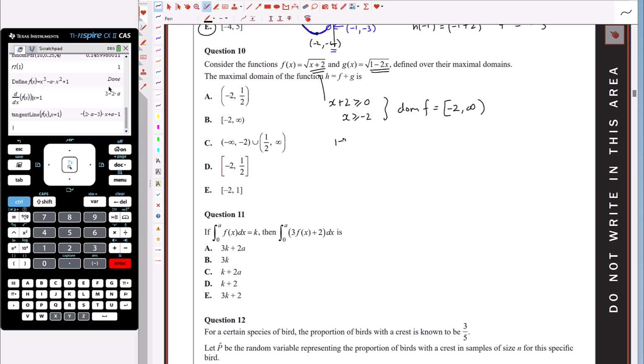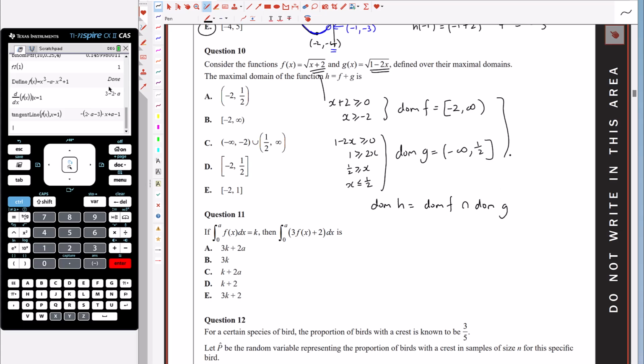Again, square root, so that thing under the square root has to be bigger than or equal to 0. So 1 has to be bigger than or equal to 2x. Half is bigger than or equal to x, so x is less than or equal to a half. And so the domain of g is from -infinity to a half, inclusive. And then a sum function is only going to be defined over the intersection of those two domains. So the domain of h is the intersection of the domain of f and the domain of g. The intersection of these two sets is just going to mean that we're going from -2 to +1/2, inclusive of both. So D.